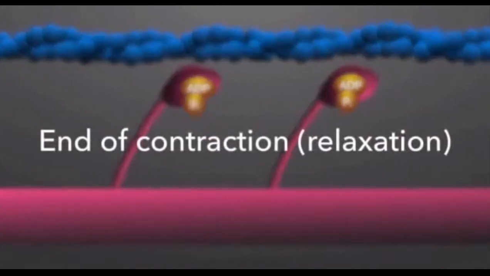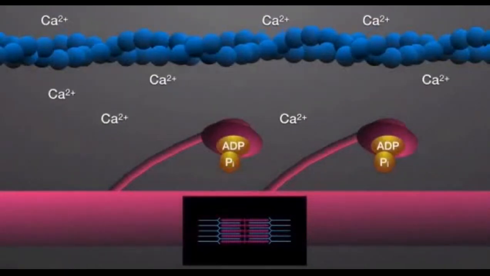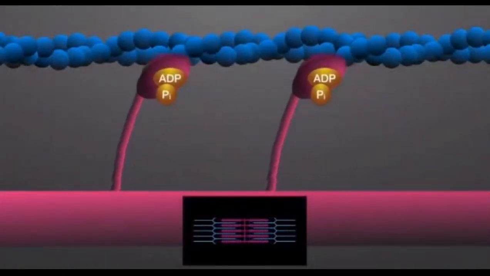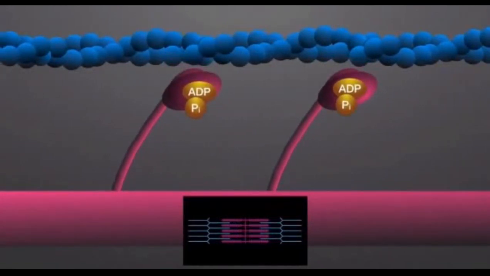During relaxation, calcium ions are removed from the vicinity of the actin myofilament and are returned to storage sites in the sarcoplasmic reticulum. Troponin returns to its original shape, covering active sites on the actin myofilament. Actin and myosin filaments now return to their resting state.